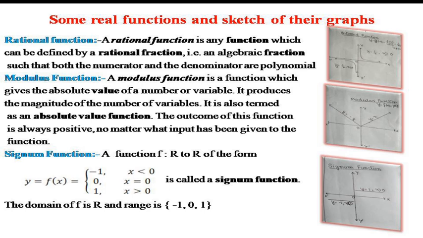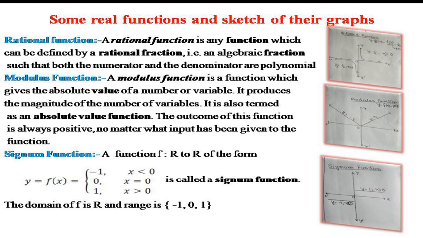Now you see that this graph contains two parts. One part is in the first quadrant, that is y is equal to 1 by x, x greater than 0, and one part in the third quadrant, y equal to 1 by x, x less than 0. Next one is our modulus function.